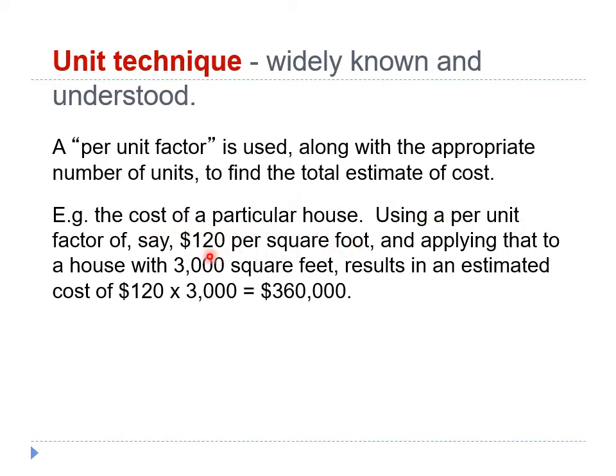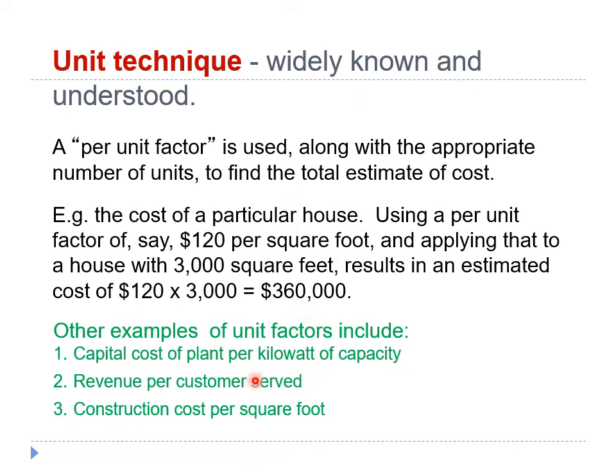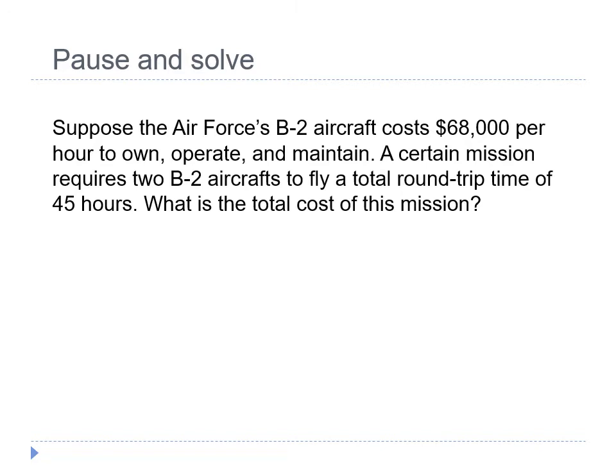Using a per unit factor says $120 per square foot and applying that to a house with 3,000 square feet results in an estimated cost of $360,000. Other examples of unit factors include capital cost of plant per kilowatt of capacity, revenue per customer served, and construction cost per square foot. And this is another pose and solve question. Suppose the Air Force B-2 aircraft costs $68,000 per hour to own, operate, and maintain.